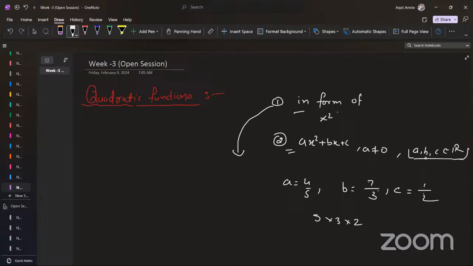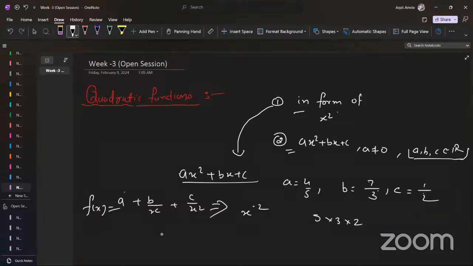So what is the basic thing here? If you are saying this equation is in the form of x square, you can say this equation can look like a plus b by x plus c by x square. This is also an equation in the form of x square, not exactly, but you can say that. Sorry, this is not the form of x square.